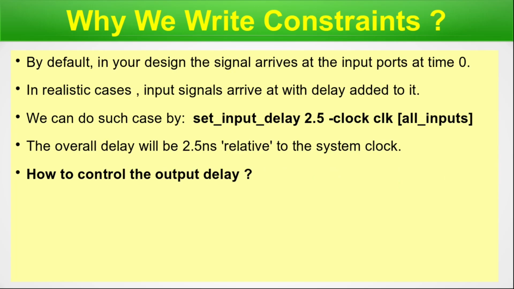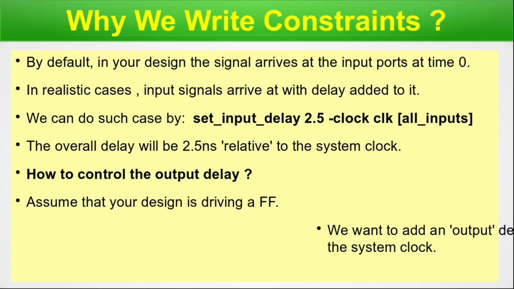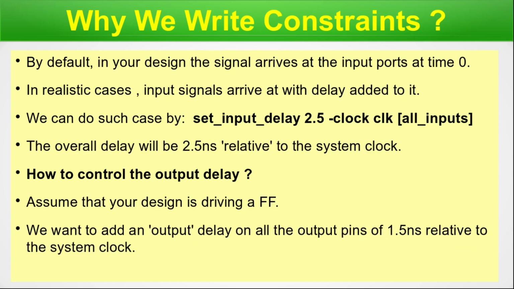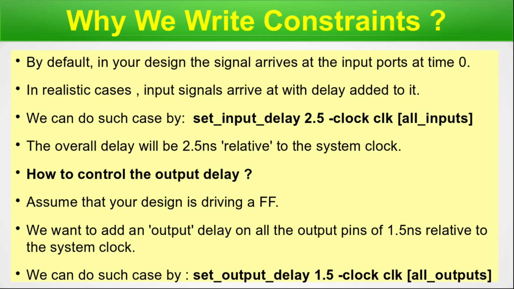Now, how to control the output delay? Well, we can do that. Let's see how. Assume that your design is driving a flip-flop. We want to add an output delay on the output pins of 1.5 nanoseconds relative to the system clock. So how do we do it? We can do it by the command set_output_delay, and we mention the value 1.5, and we mention for which clock, that is CLK, and for all outputs. So this is how we can define the delay for input as well as for the output.